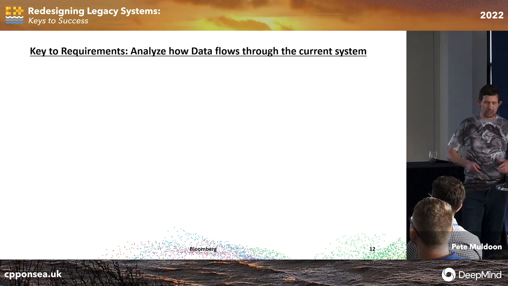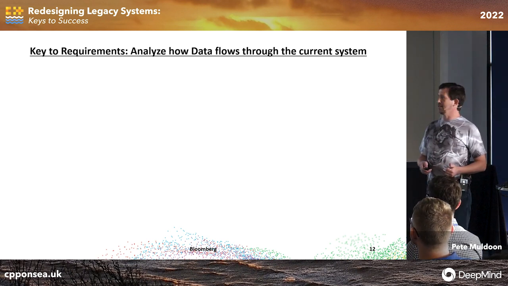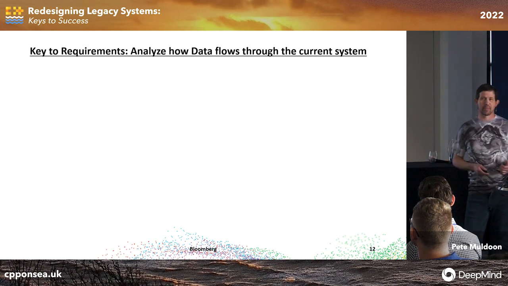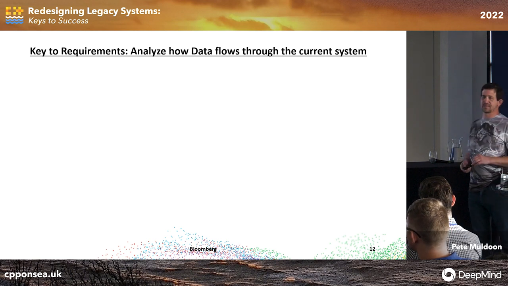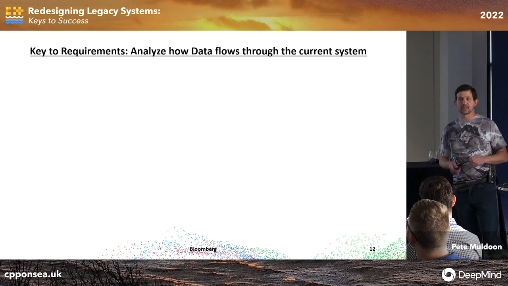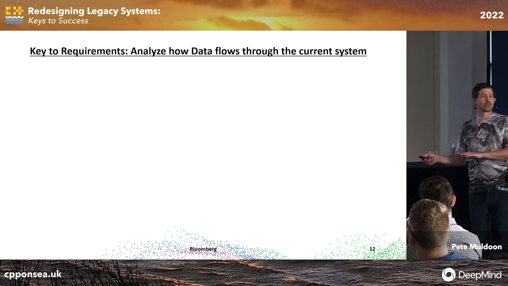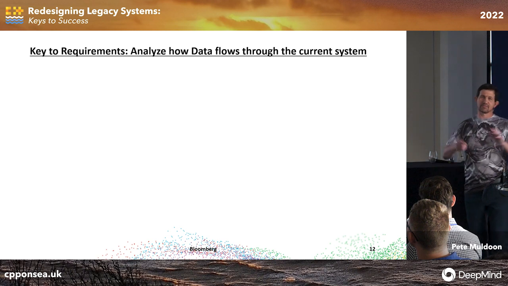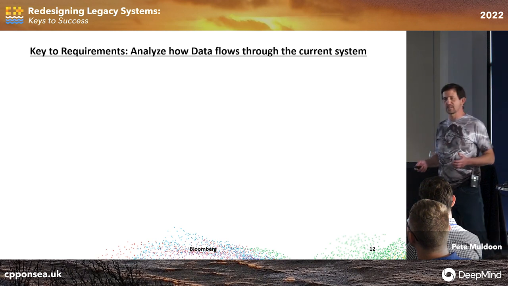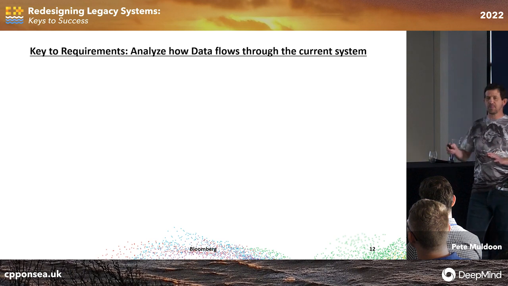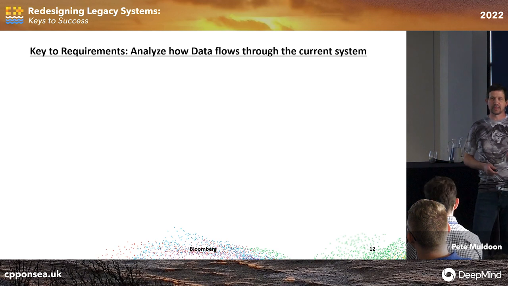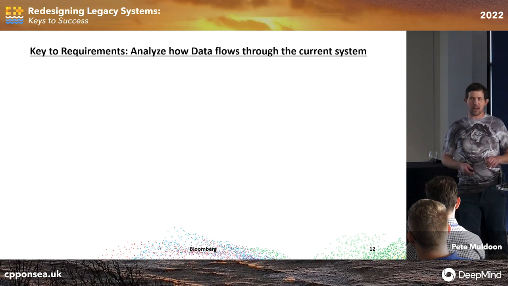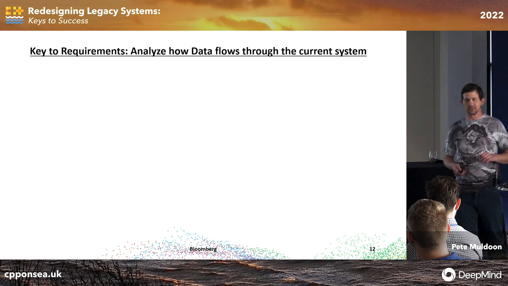So once you have the ingredients, the next thing you need is requirements. And this is one of the most important parts of the redesign of a system. So analyze how data flows through the current system. Now, this is going to be tilted towards transactional processing, because that's where I've worked mostly, in large transactional systems, though I think you can probably adapt it to other areas. But analyzing how data flows through the system, saying that the old system is slow and crap, is not an analysis of the old system, right?